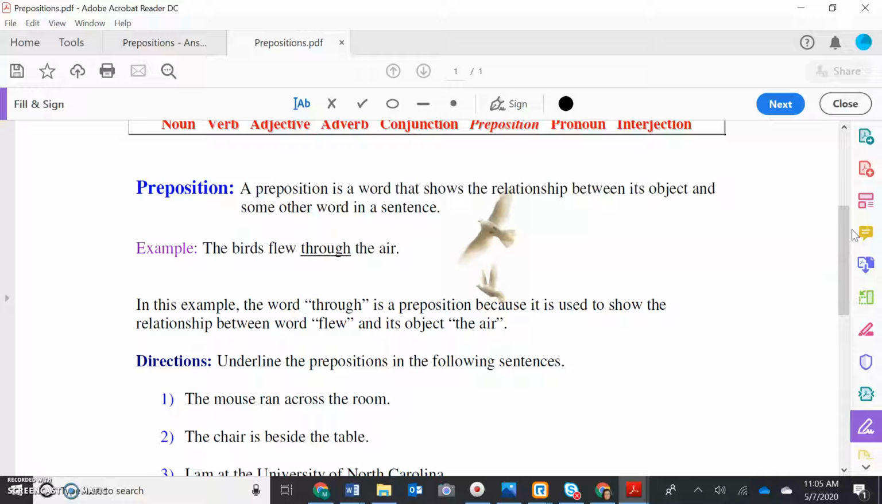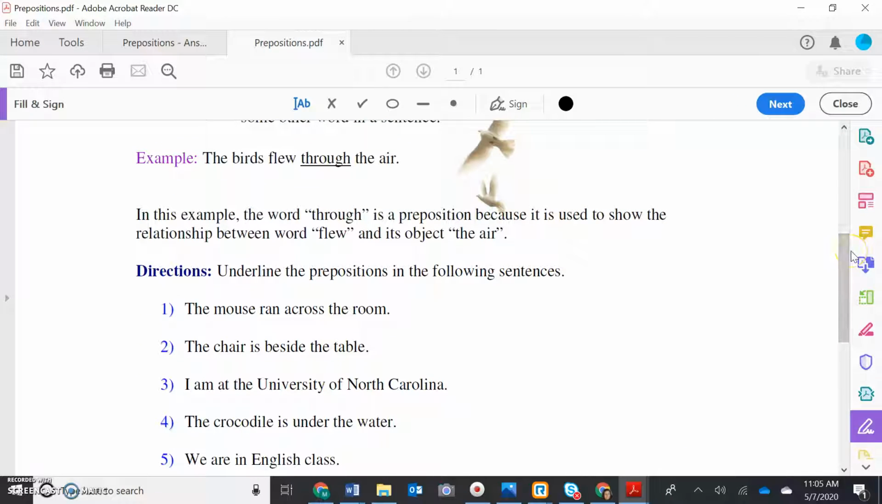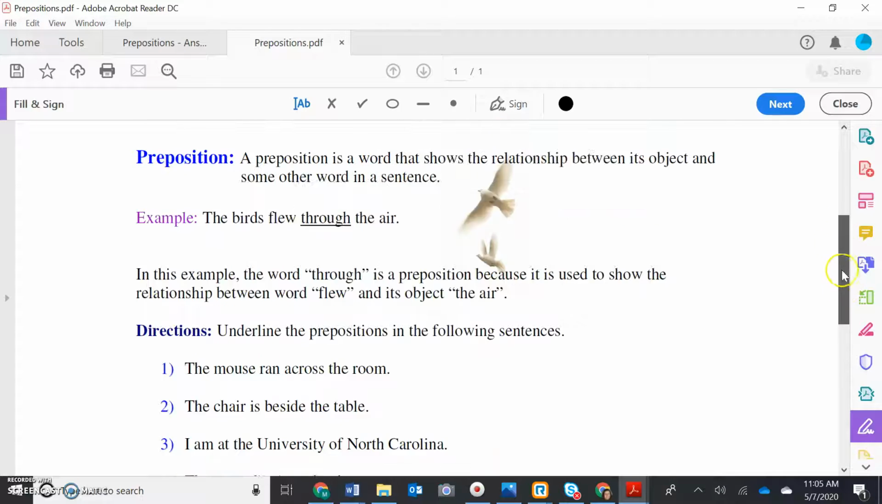A preposition is a word that shows the relationship between a subject and some other word in the sentence. The bird flew through the air. In this example, the word through is a preposition because it is used to show the relationship between the word flew and the air. Okay, so we're going to underline the prepositions. So we see the bird flew through the air.